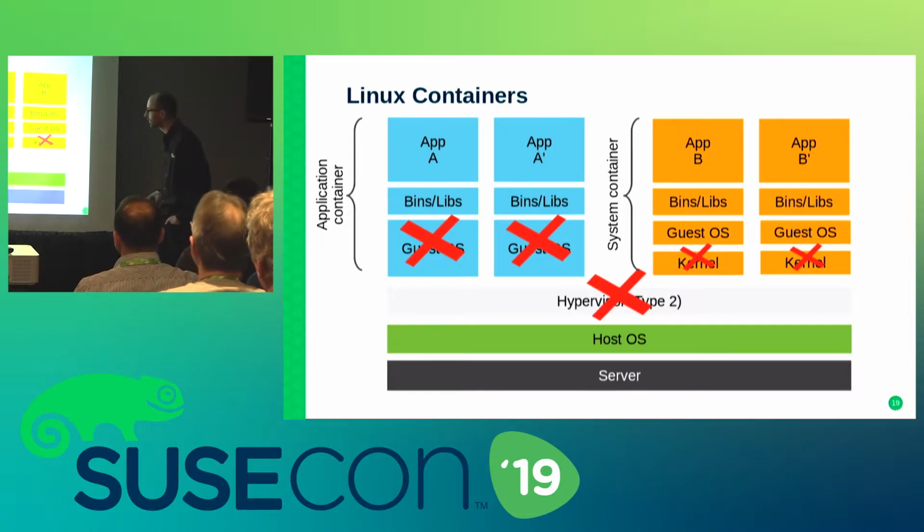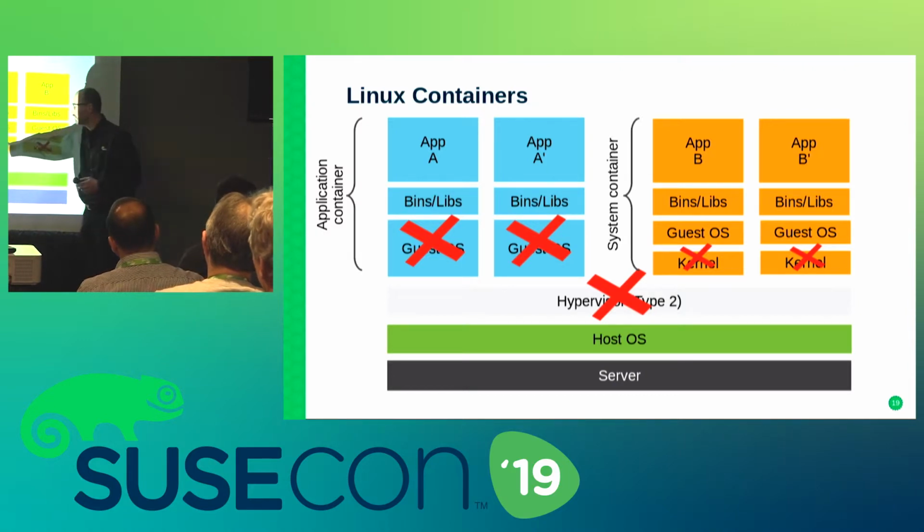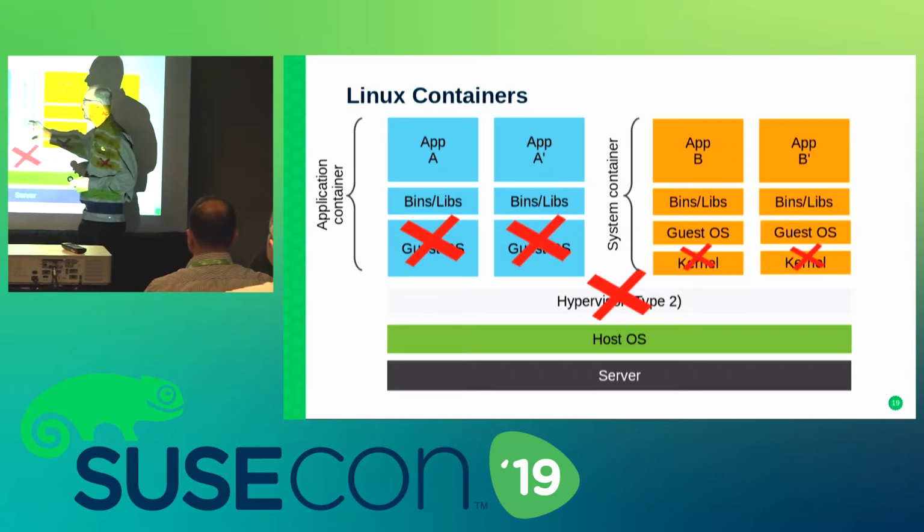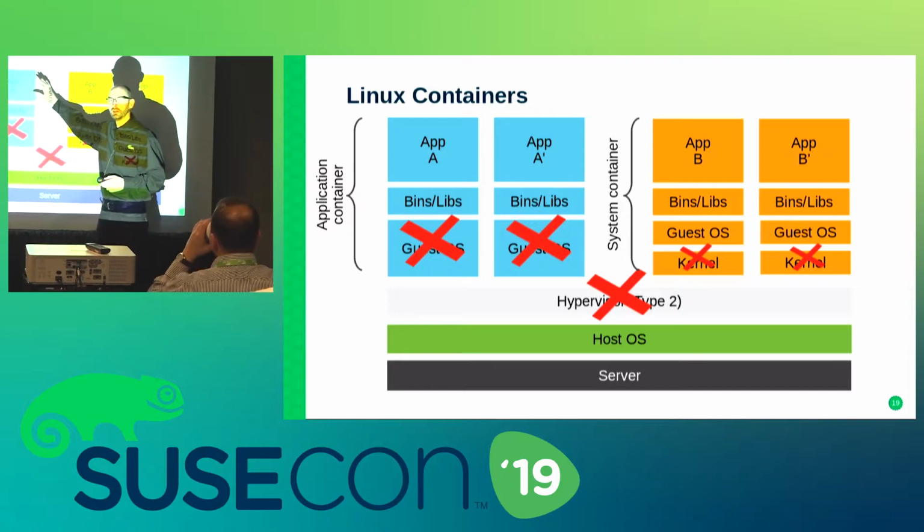Here's how it looks. We have a server underneath, you have the operating system, you have some applications running. And you can see what a container actually is implementation-wise. In the case of virtual machines, you have a hypervisor, obviously, and the virtual machine is a kernel, guest OS, libraries, binaries, and the application itself. In the case of system containers, you eliminate this intermediate layer, that's the hypervisor and a kernel, and all the rest remains the same. And you can actually go even a step further and eliminate the guest OS and only have the application in here.